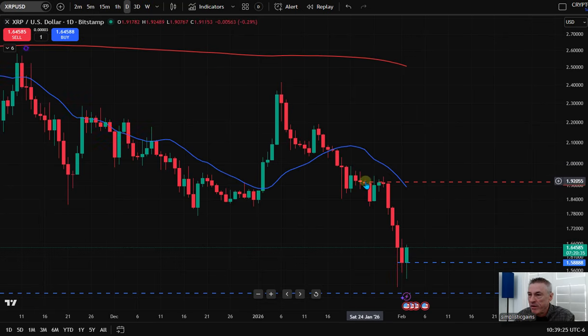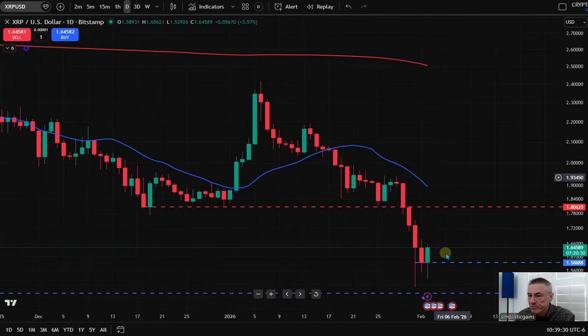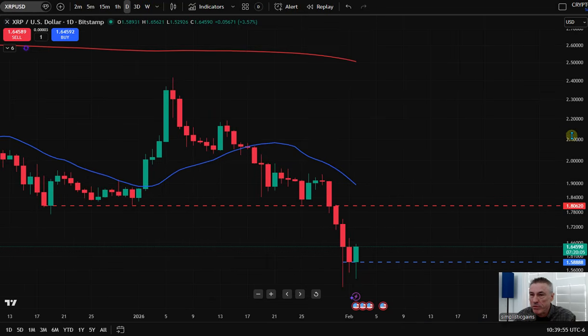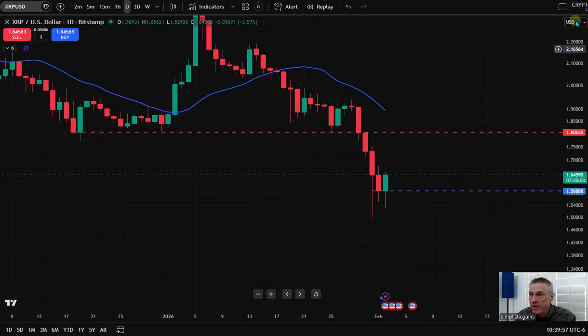Now, one good thing about XRP right now, let me take this off, is that we're making higher lows. We made a low. The next day, we failed to make a new low, which is good. And then today, we did make a lower low, but we still haven't taken out our previous low here. Now I've got to take all this off to move the chart, but I want you to be able to see that. We do not want to take out that previous low here.